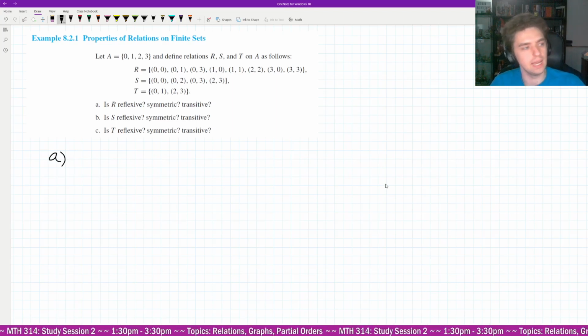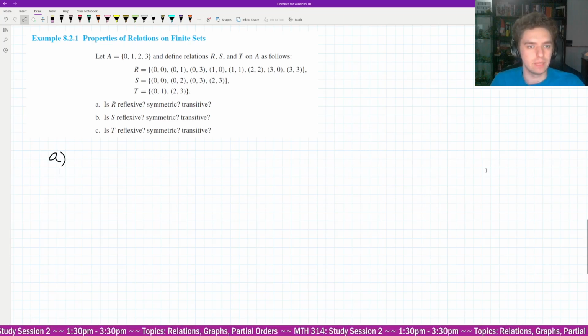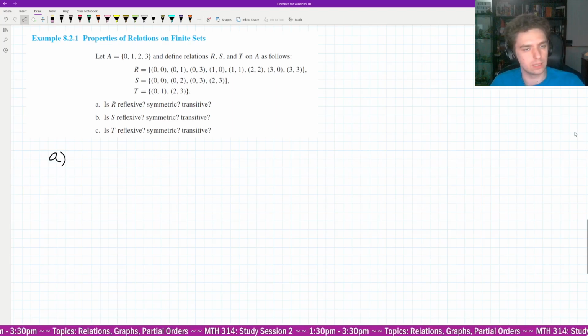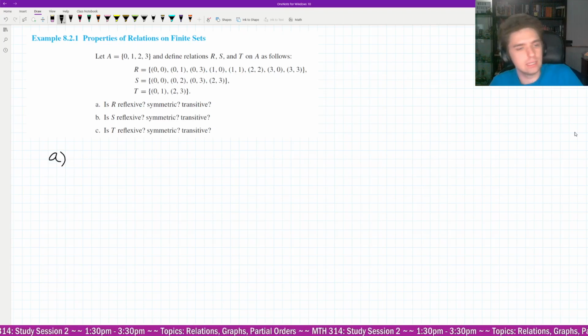So for part A, let's go through this one. It's a relation on A, right? So it's 0 to 0, 0 to 1, 0 to 3, 1 to 0, 1 to 1, 2 to 2, 3 to 0, 3 to 3, right? Okay, so let's draw a graph. Drawing a graph is always a good way to do it.